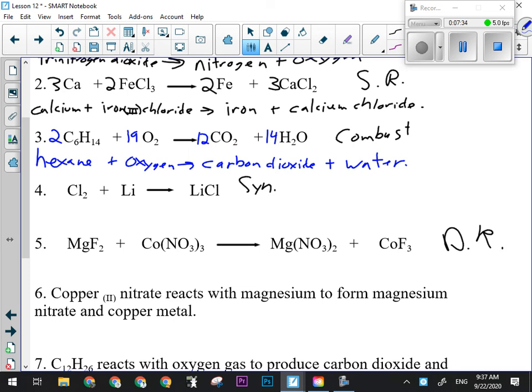All right. Number 4, we said is a synthesis reaction. We want to write it in words. We have chlorine reacting with lithium. And that gives us, what's this stuff? Lithium chloride.